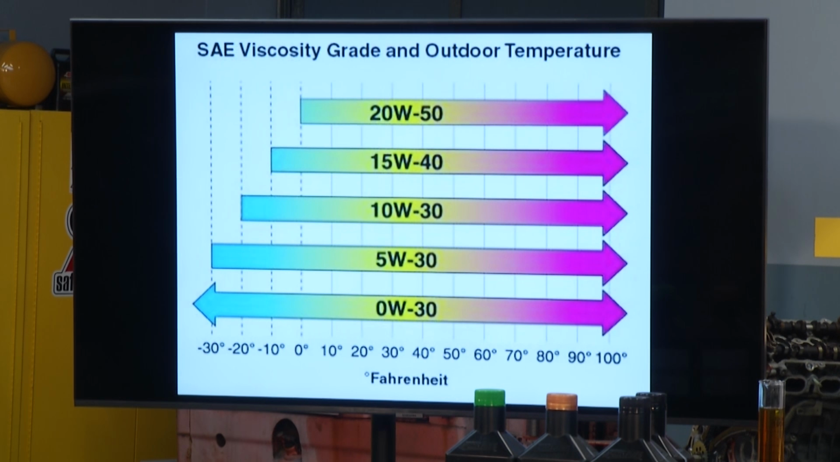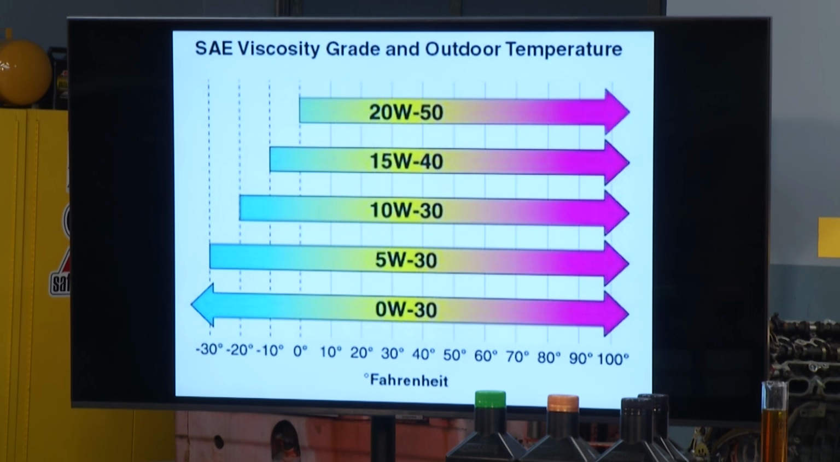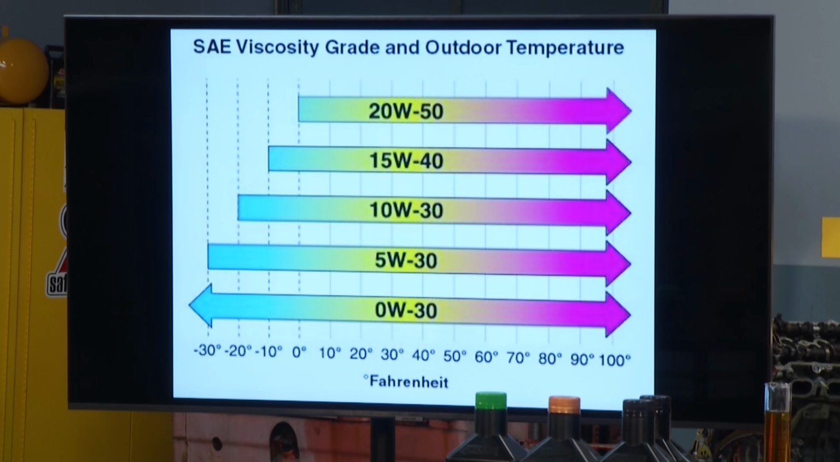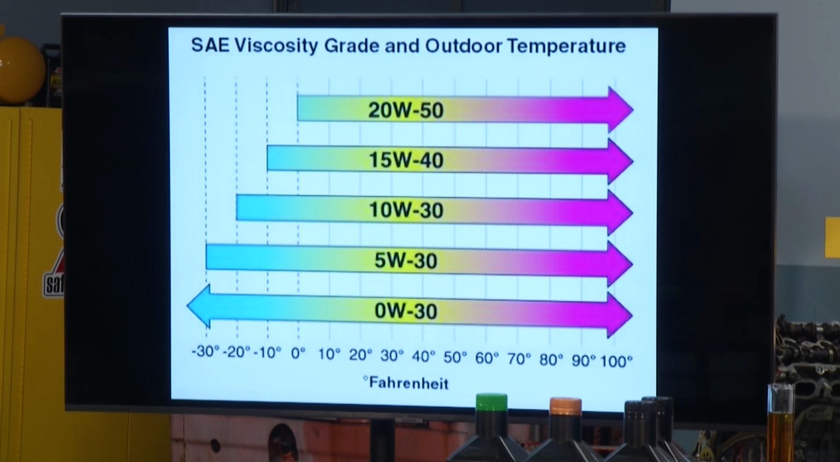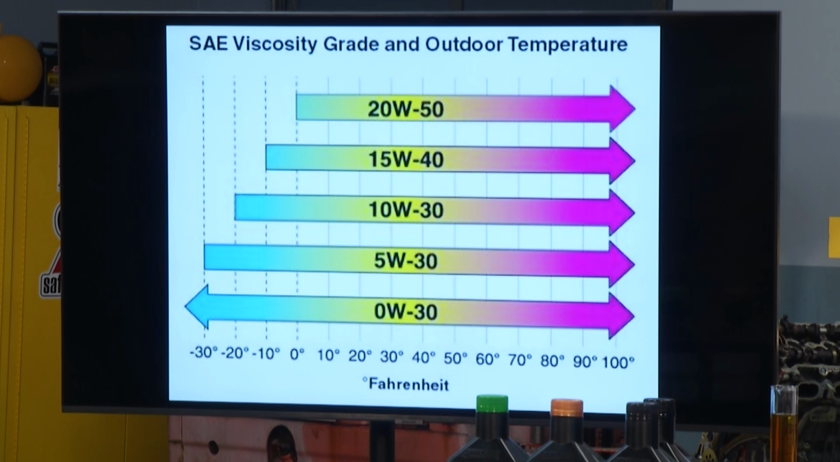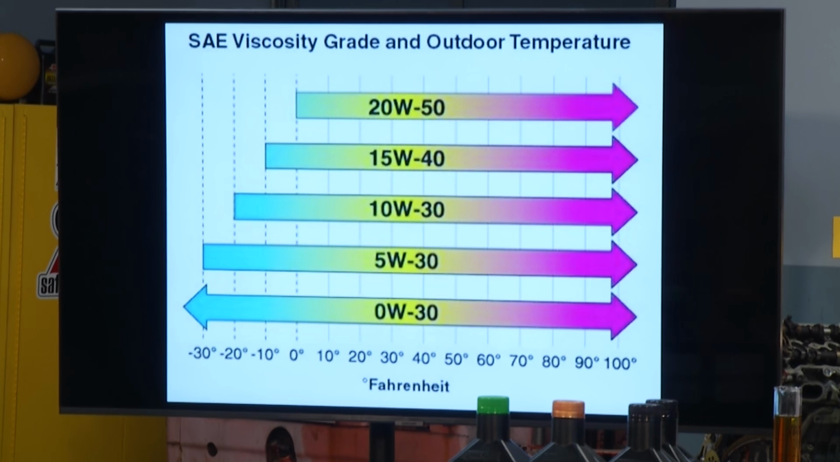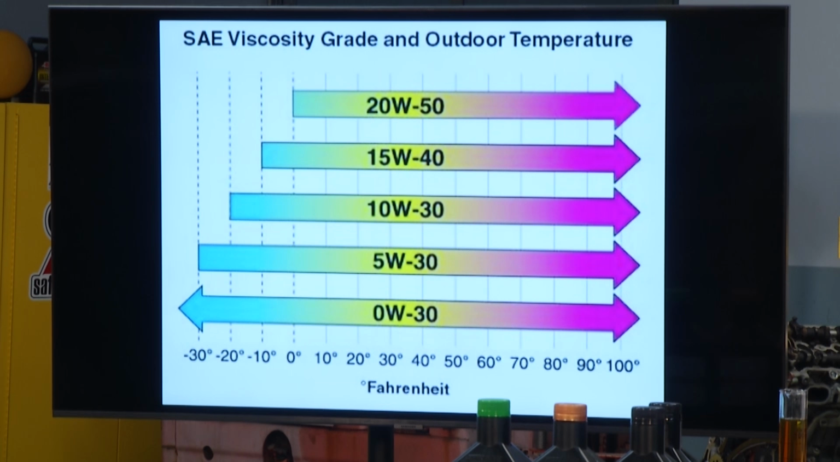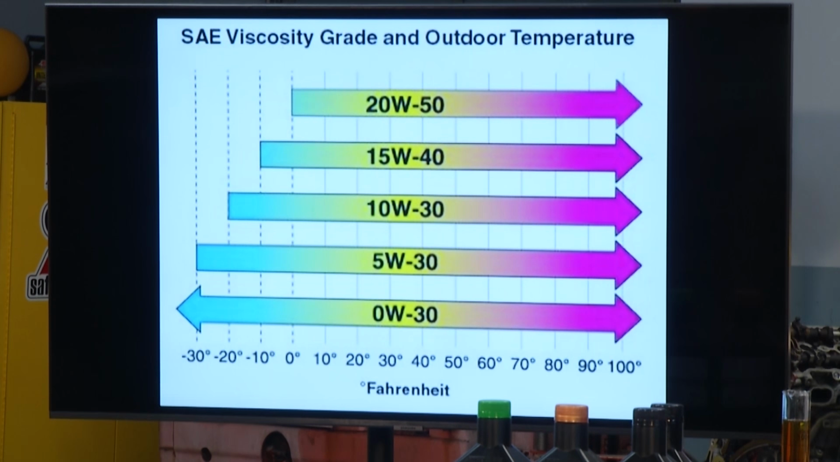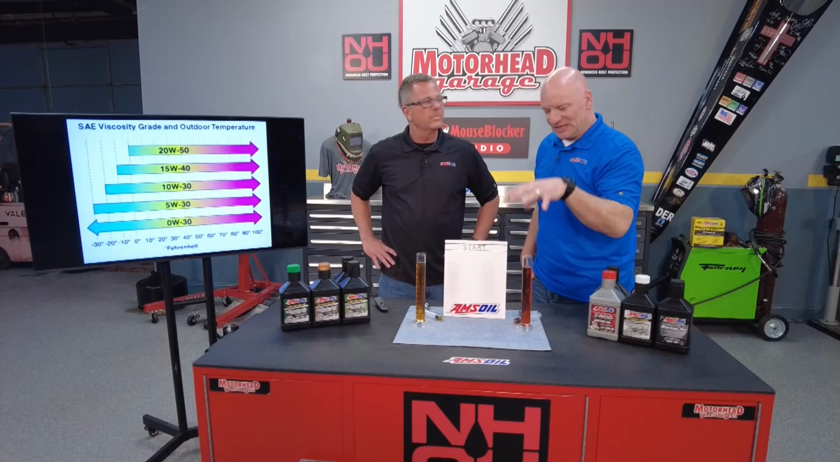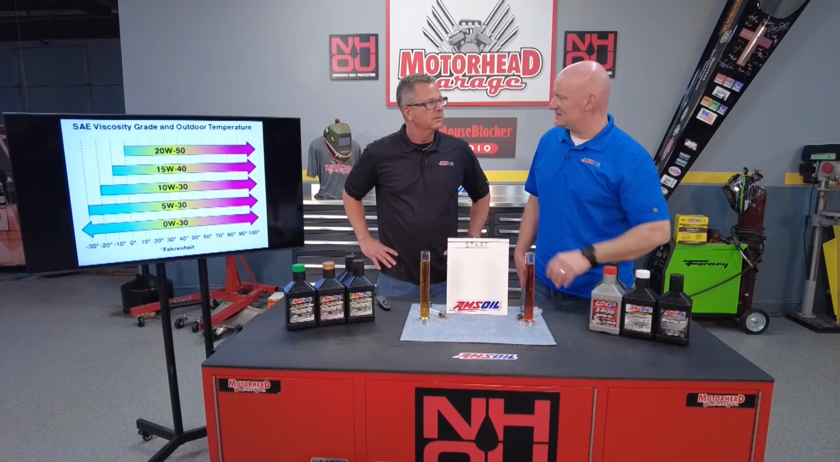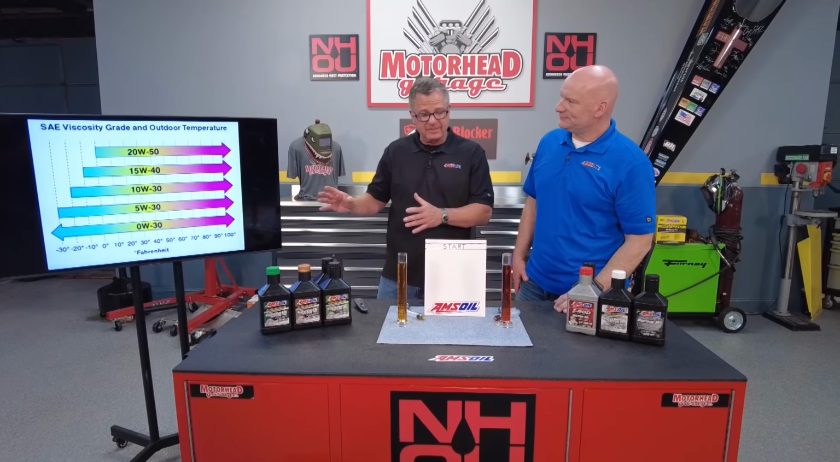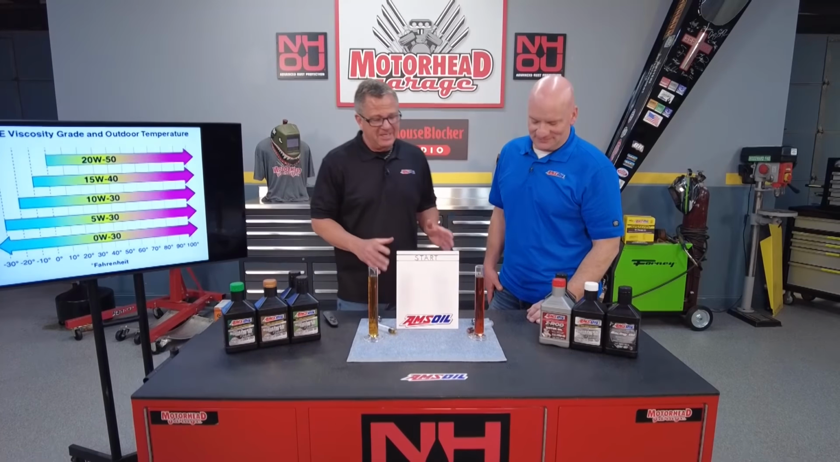So the chart is kind of trying to show you that as you drop that front number, so as we go from a 20 down to a 5 down to a 0, the oil starts to move better in cold temperatures. The other number is the oil's viscosity at 212 degrees Fahrenheit. We're not getting there today. So we're going to work somewhere in the middle here at room temperature when we're talking about these different oil viscosities.